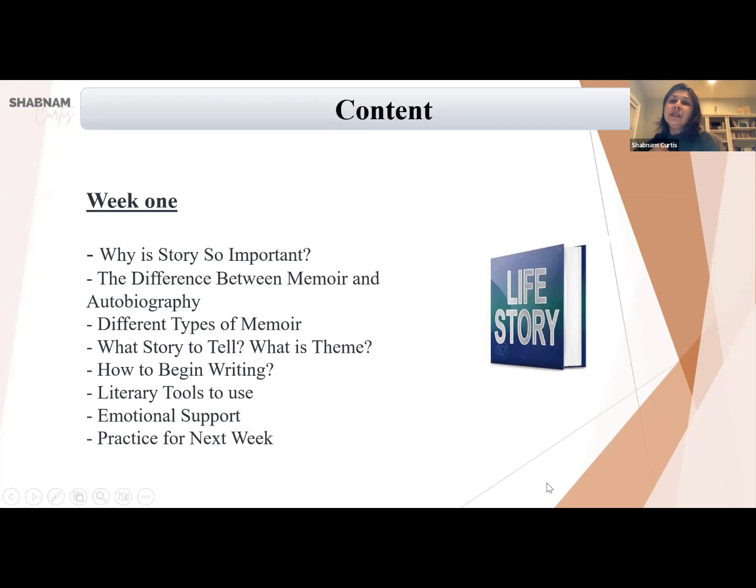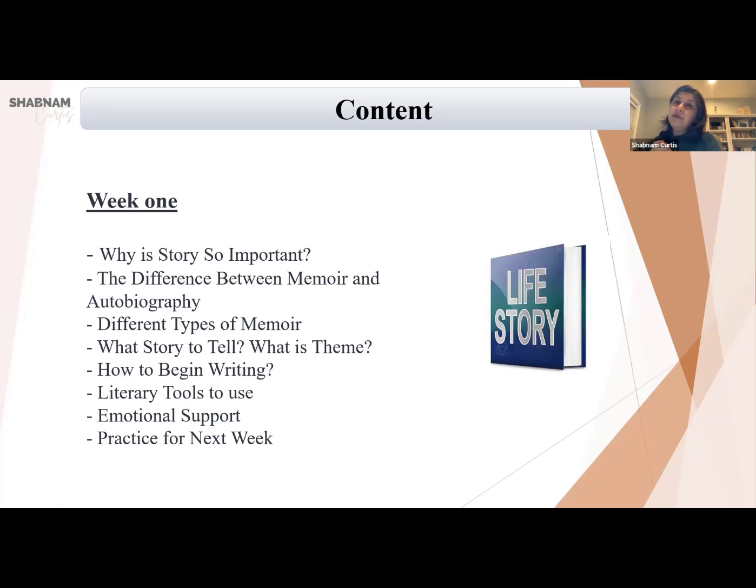Today, we are going to see why storytelling is important. We hear memoir, and we also hear autobiography. What is the difference between the two kinds of writing? What are the different types of memoirs, what is the theme that we want to choose, and how do we begin to write? We might have a lot of different stories all over our lives, or someone we are writing about, but we don't know where to start. So I'm going to share how it worked for me.